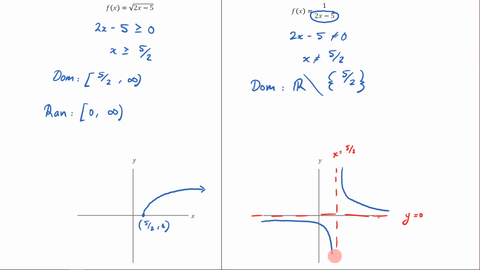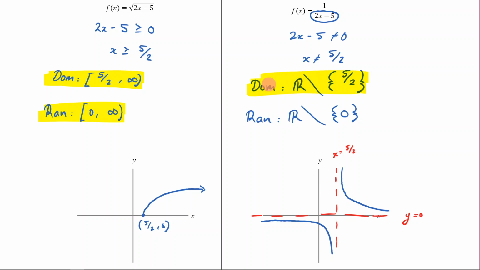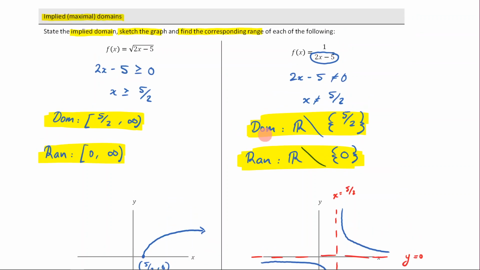Perfect. So that means my range, all my possible y values, will be all real numbers excluding 0, because it doesn't exist there. So I'm going to exclude 0 there. Perfect. So that's how you approach these type of questions. Finding the domain and range, giving it a sketch, finding everything that you need to. Perfect. Hopefully you found this useful in thinking about the maximal/implied domain.